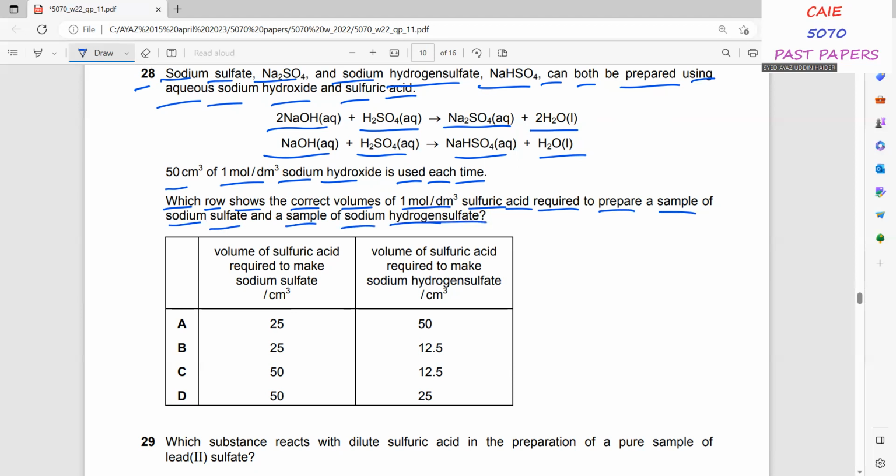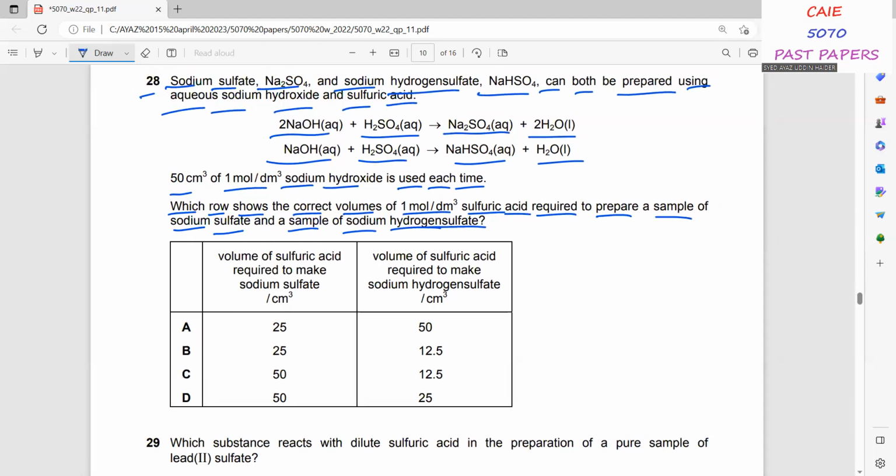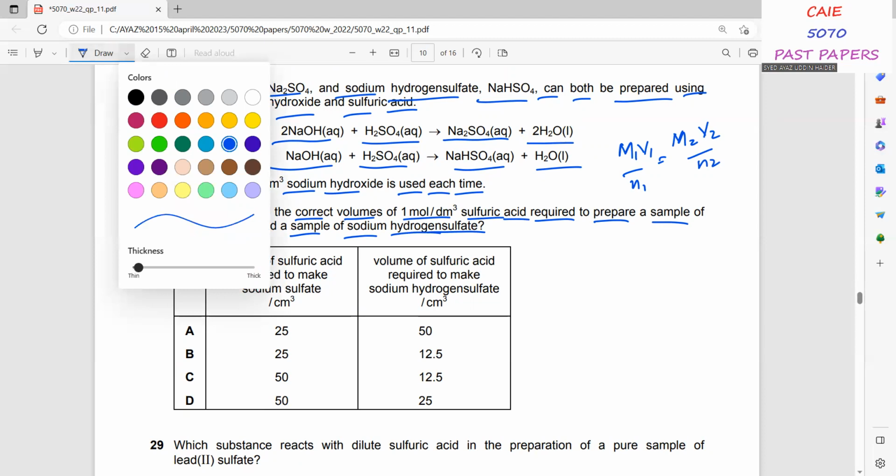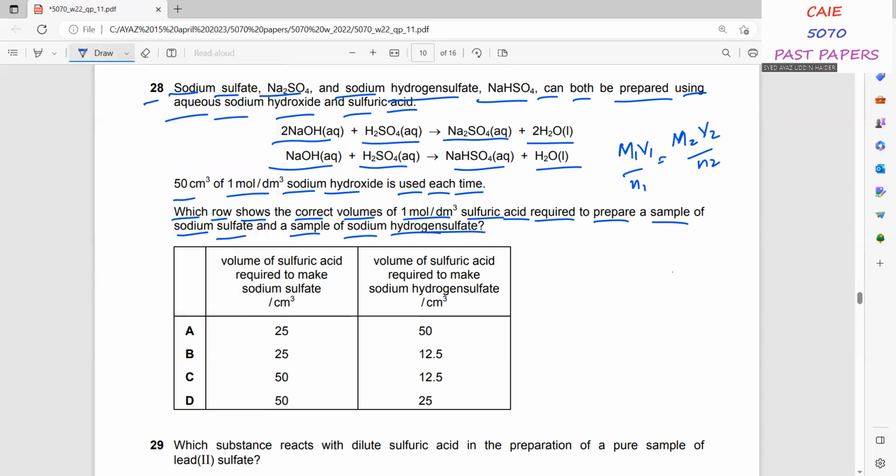You can use this formula if you want. M1V1 by N1 is equal to M2V2 by N2, where M represents the concentration of the reactants, V represents the volume of that reactant, acid or alkali in this case, and N represents the number of moles of acid or alkali.